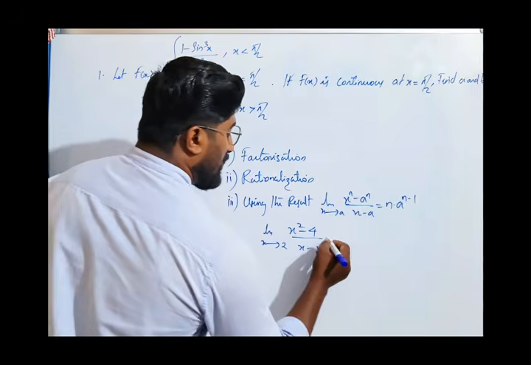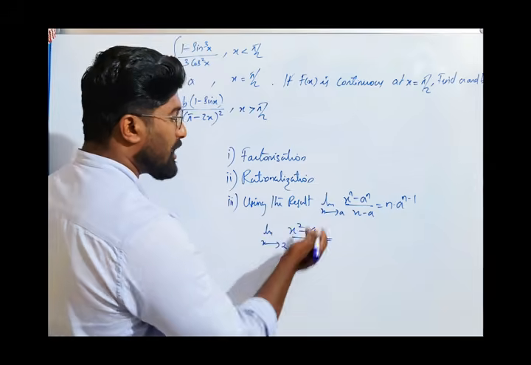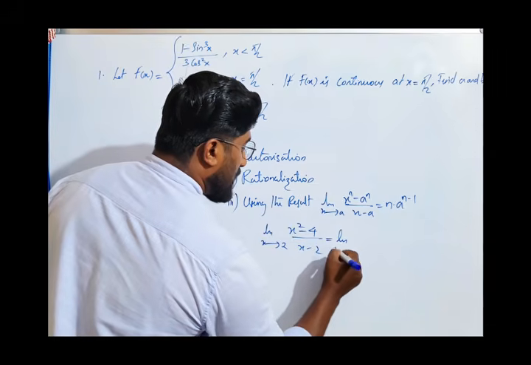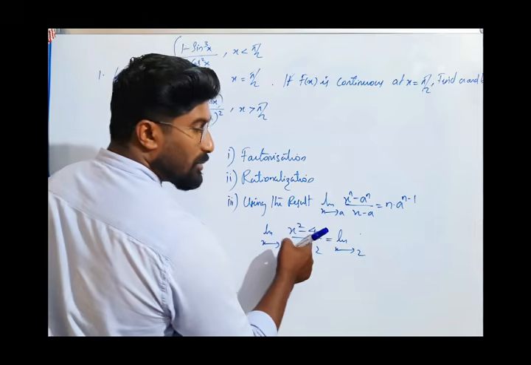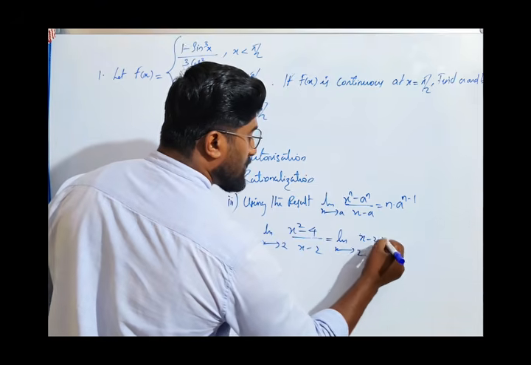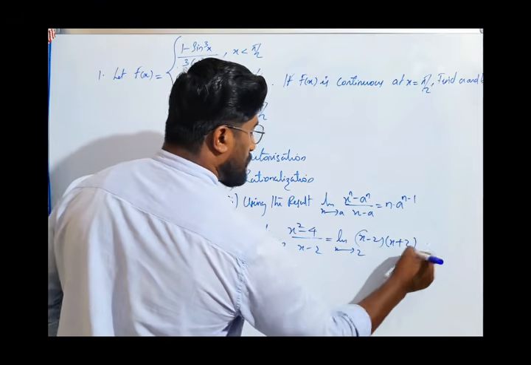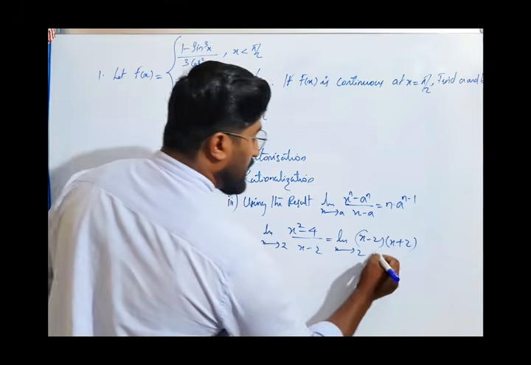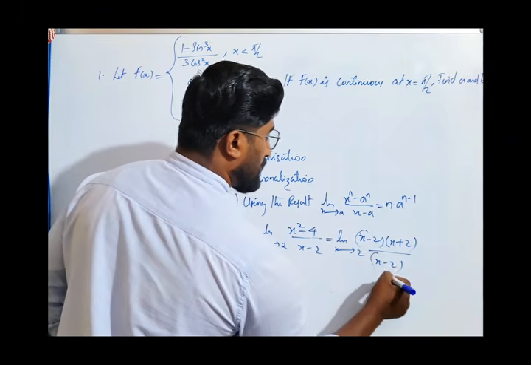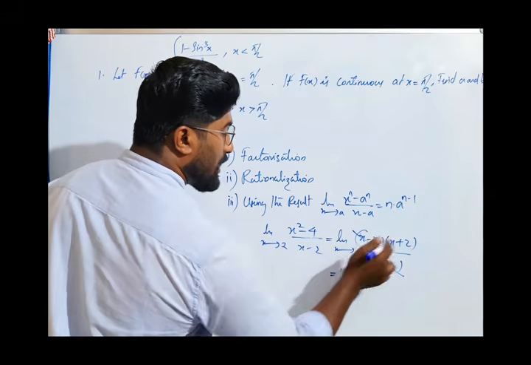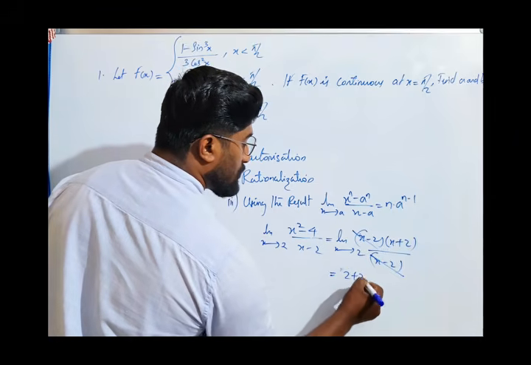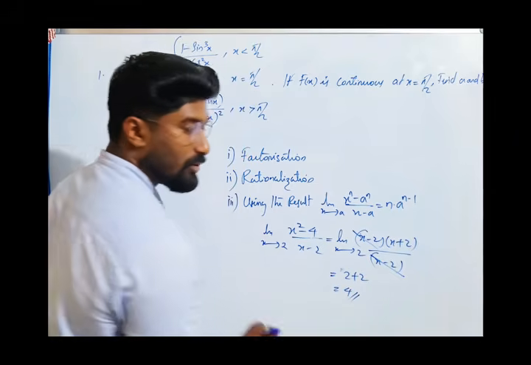Here I got the 0 by 0 form, so I'm going to rewrite it. Limit x tends to 2: you can write the numerator as x square minus 2 square, that is x minus 2 into x plus 2, using the a square minus b square form, divided by x minus 2. Now these two cancel, and we get limit x tends to 2 of x plus 2, that is 2 plus 2, which is equal to 4. So 4 is the answer.